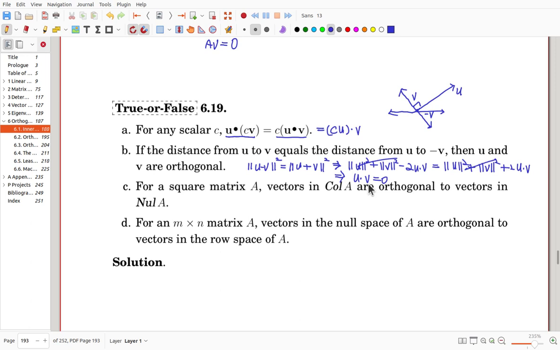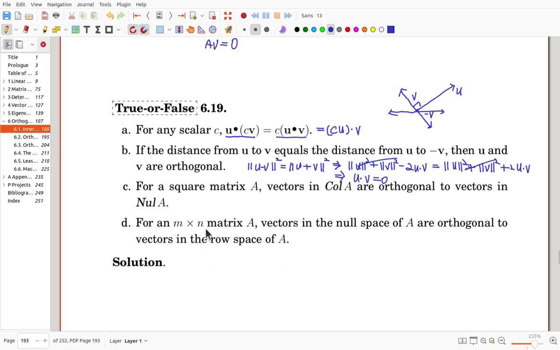For a square matrix A, vectors in the column space of A are orthogonal to vectors in the null space of A. Earlier, we saw an example where a non-zero vector is both in the column space of A and the null space of A, so this statement is false.